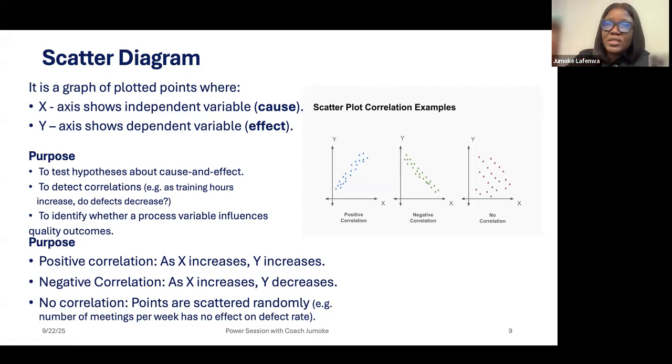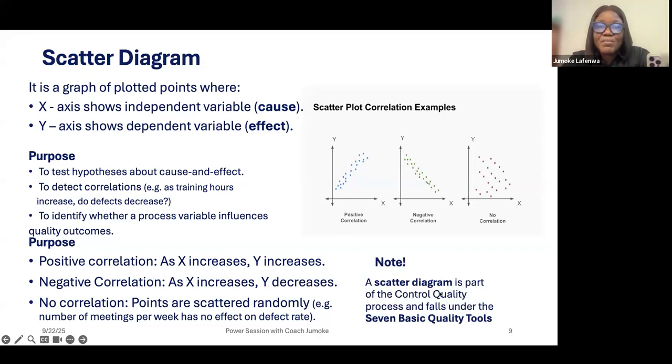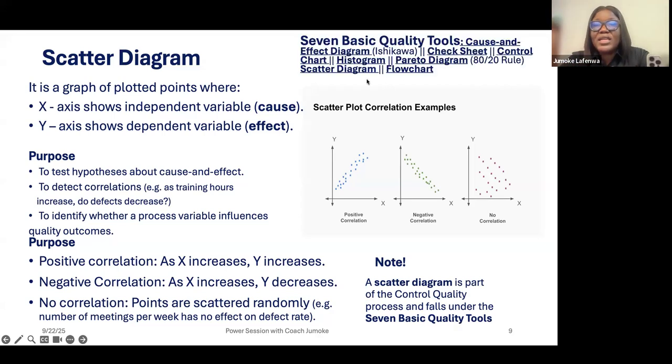So this is how it works. So you pick items and you check their quality based on what they've inputted, and then you input what is it called? Product 1, product 2, for you to be able to have these multiple points. Please note, a scatter diagram is part of the control quality process and falls under the 7 basic quality tools. So we have 7 basic quality tools, and I decided to just put them here. I'm not going to explain them, just for you to know the 7 basic quality tools that we have.